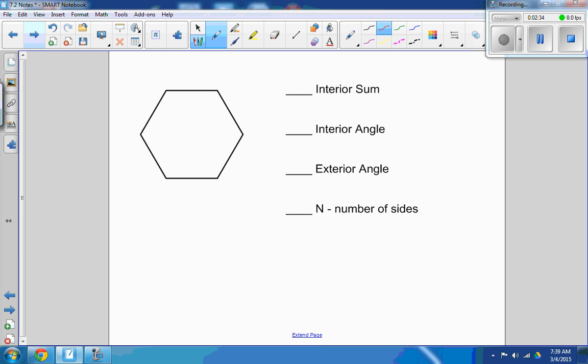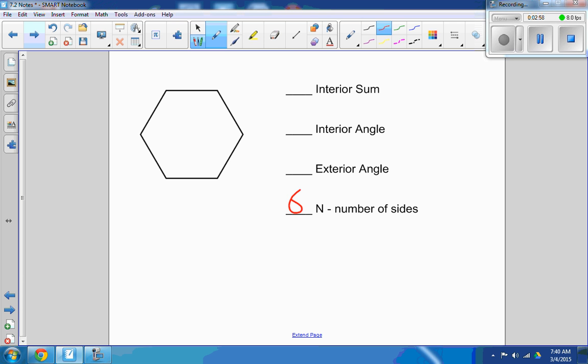Now we can figure out all of this information: the interior sum of the angles, each individual interior angle, each individual exterior angle, and then the number of sides. Given any one of those pieces of information, we can figure out the other three. So we've got a hexagon here. A hexagon has 6 sides.